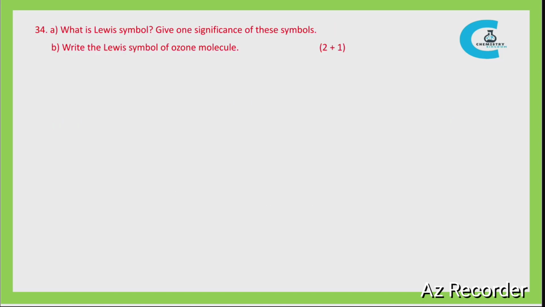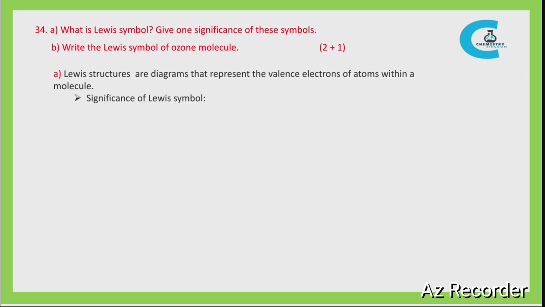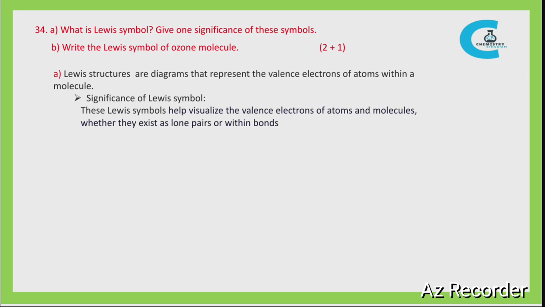What is a Lewis symbol? One significance. Write the Lewis symbol of ozone. A diagram that represents the valence electrons of an atom within the molecule is called a Lewis structure. As for the significance, Lewis symbol helps to visualize the valence electrons of an atom and molecule, whether they exist as lone pairs or within bonds. Lewis symbol of ozone, I have just drawn here. See, the dots indicate the presence of lone pairs. Total 8 electrons are present around each atom. I hope you understood.